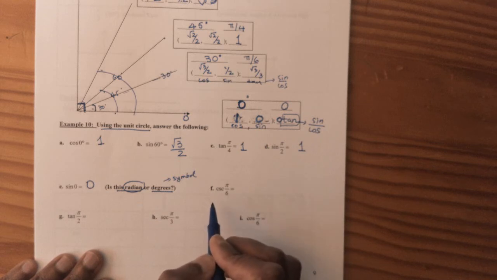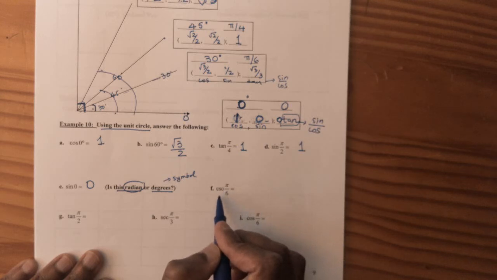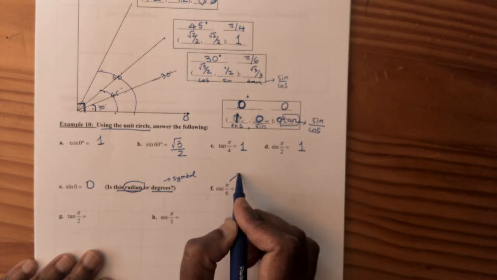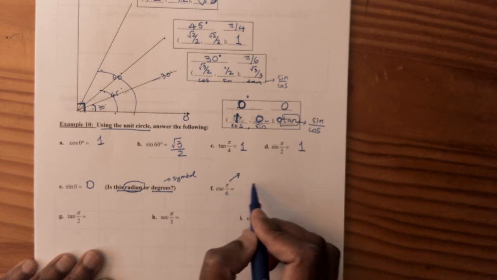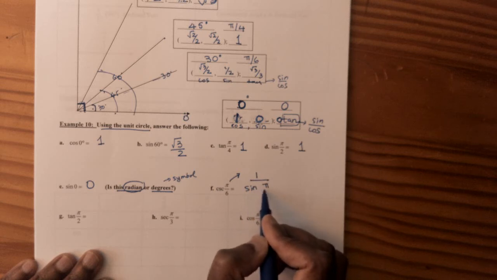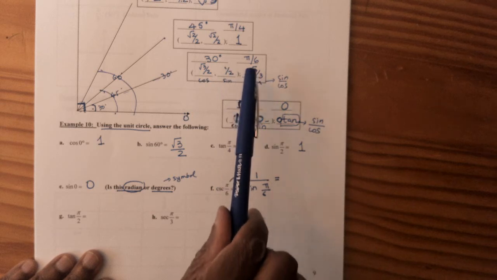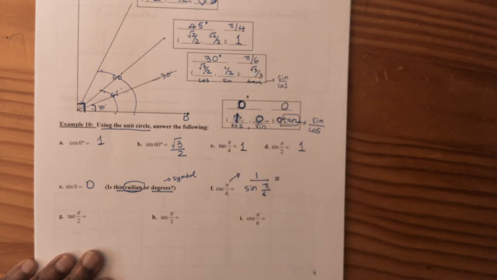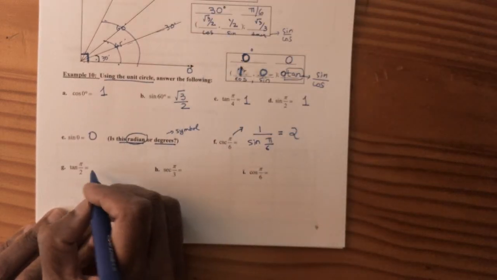Cosecant of pi over 6. Cosecant of pi over 6 is nothing but, what is pi over 6? Pi over 6 is basically your 30 degrees. But more importantly, what is cosecant? Cosecant is nothing but 1 over sine. So we're looking at 1 over sine of pi over 6, which is, go to pi over 6, look at the sine, that's 1 over 2. You want to flip it, so that becomes 2. And tan of pi over 2, we already filled that up as undefined.